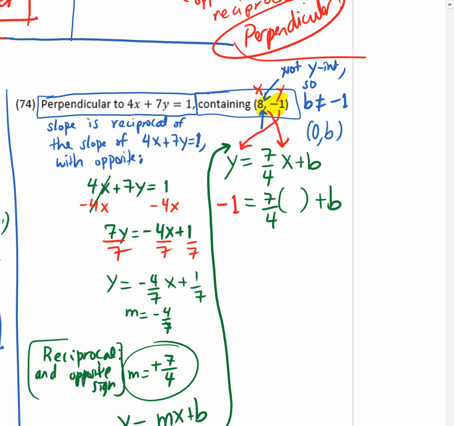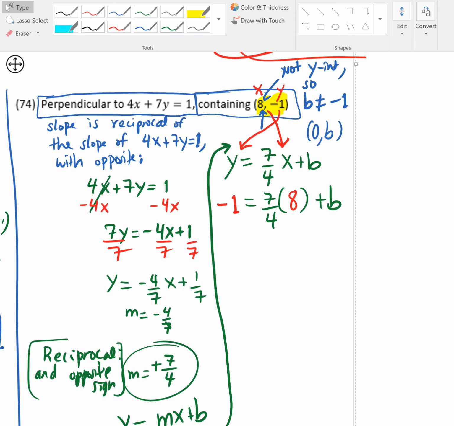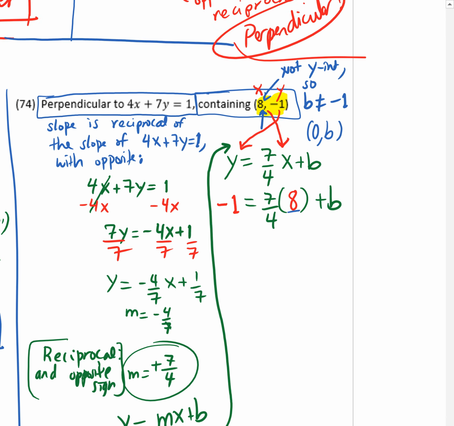So replacing y with -1 and then x with 8, because those are the values from the point. And remember, when they say that this point is on the line, or this line contains this point, that really means, algebraically, if you substitute these values in, you should get a true statement. That's why I'm okay to substitute these values in. Alright, let's see if we can multiply these guys. It reduces though. 4 goes into 8 twice. So that number ends up being 7 times 2 is 14.